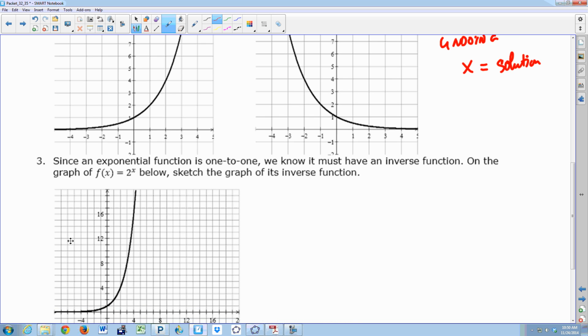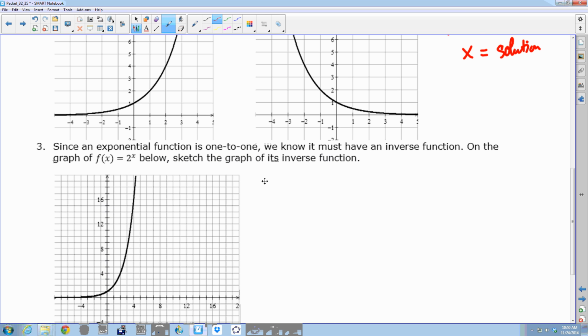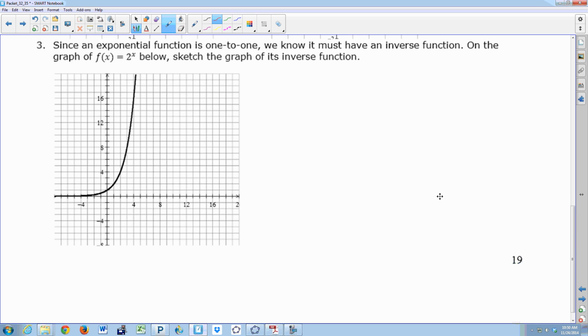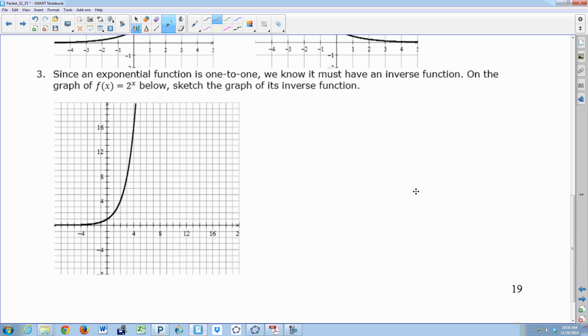All right, so since an exponential function is 1 to 1, we know it must have an inverse function. So on this graph of 2 to the x, let's sketch the graph of the inverse function. So how do I do that? Does anybody have any recall of how I'm going to start to sketch this graph of the inverse of f of x equals 2 to the x? How I sketch its inverse function, whatever that is? Yeah, Katie?